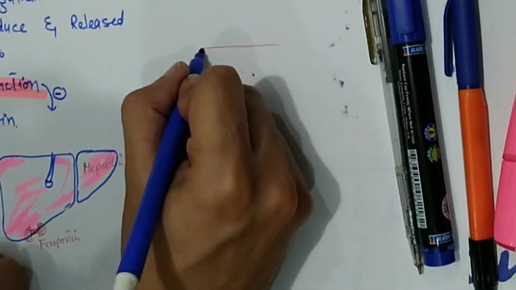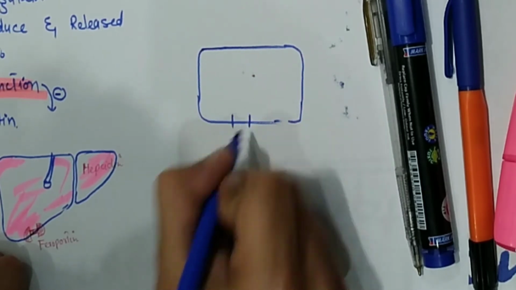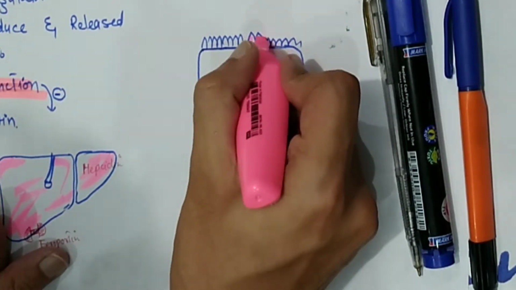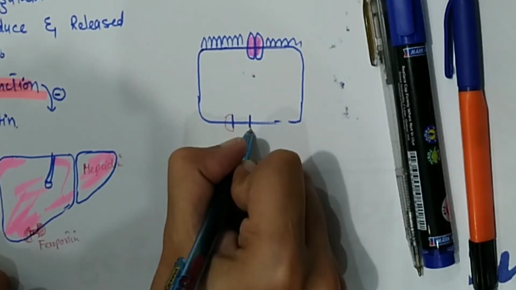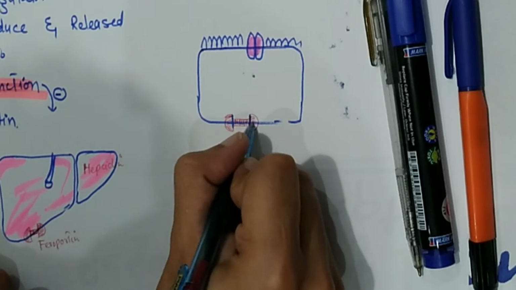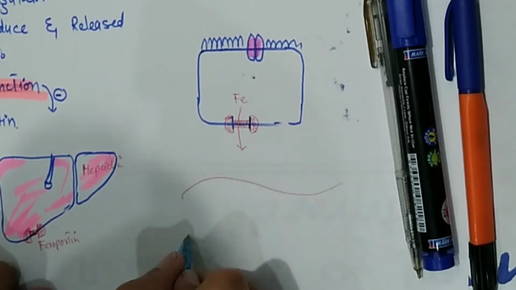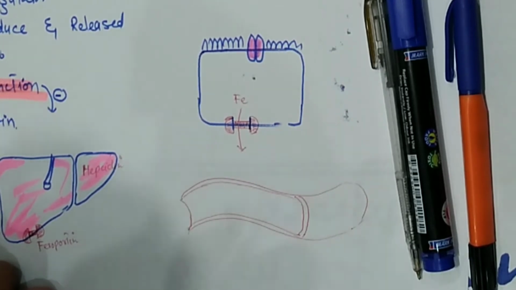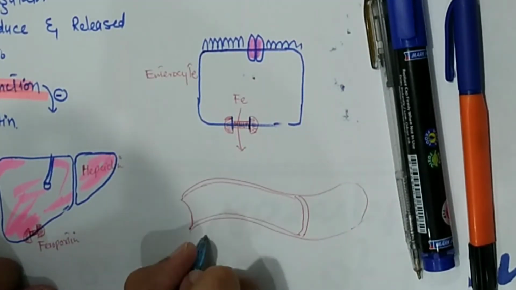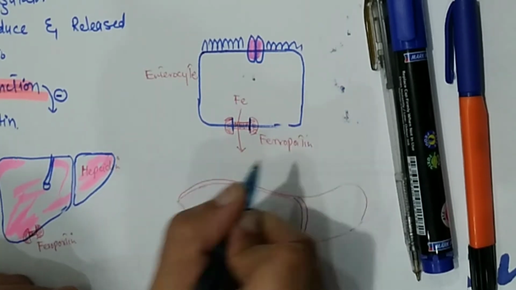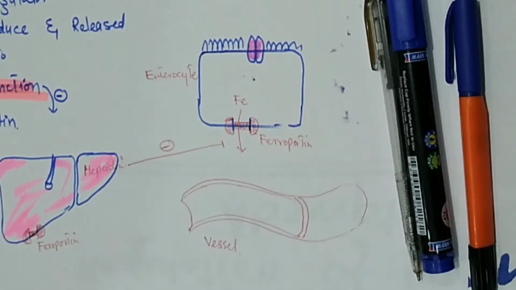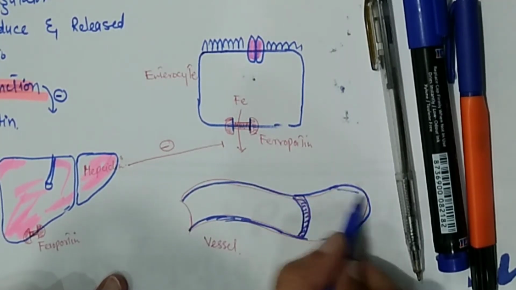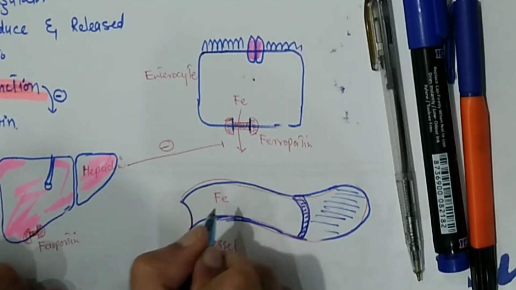Ferroportin transporter is present on the surface of enterocytes. When the enterocytes absorb iron from the lumen of the intestine, the ferroportin then releases the iron to the bloodstream. When the level of iron in the bloodstream rises, it stimulates the liver to release hepcidin. Hepcidin then blocks the ferroportin to stop the release of iron to the blood. Thus, the level of iron in the plasma is regulated.